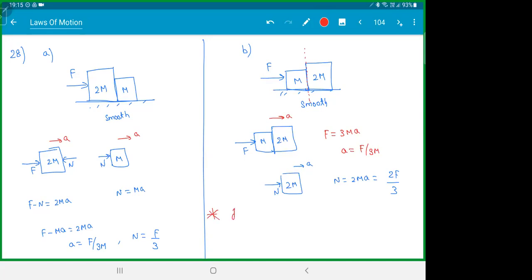So here, this is the statement here. If two blocks or two systems have same acceleration, we can treat them as one block. In this case, M and 2M both have same acceleration. So you can treat them as one single block and solve. If two systems have same acceleration, we can treat them as one block.